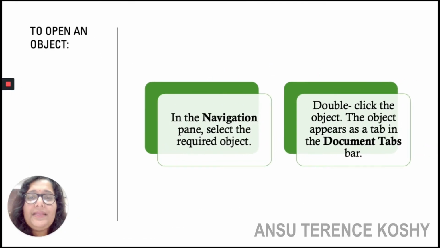To open an object, in the navigation pane, select the required object. Where is your navigation pane? It is on the left side of the screen. The navigation pane will list all the objects that you have. You select the required object, double click on it, and the document tabs bar appears.